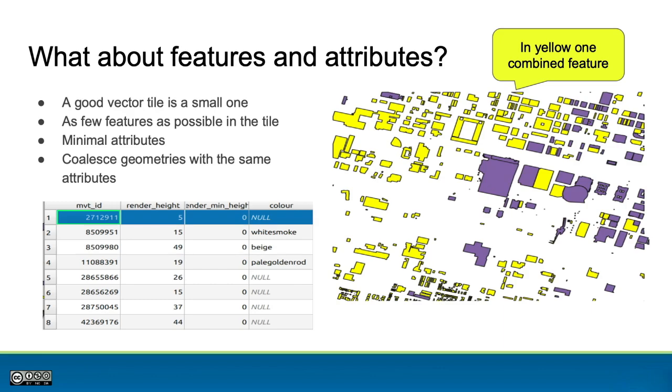So what about the features and attributes? A good vector tile is a really small one. We want to have as few features as possible in the tile, the minimum number of attributes. So one trick we use is we coalesce. We gather all the geometries with exactly the same output, and we force them into the same row. So all of the features in this particular vector tile, even though they're individual buildings, have been combined into one single feature with a multi-polygon.